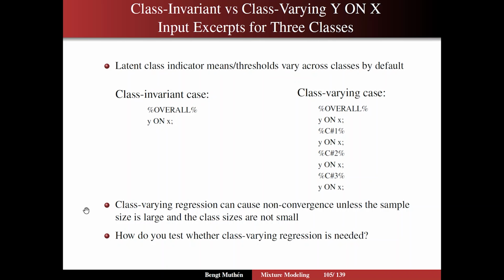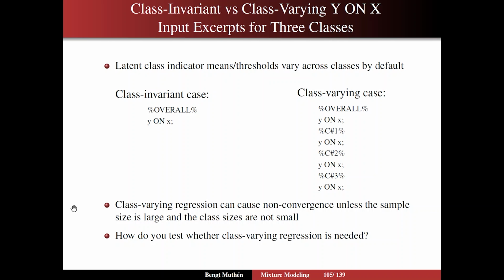Now the class varying regression case may be tempting because it's a fuller model, but it can cause non-convergence unless you have a large sample and the class sizes are not small. So large samples and large class sizes. In that case, it's possible to do this. And the question is, is it needed? Do we really need to let those slopes be class varying?